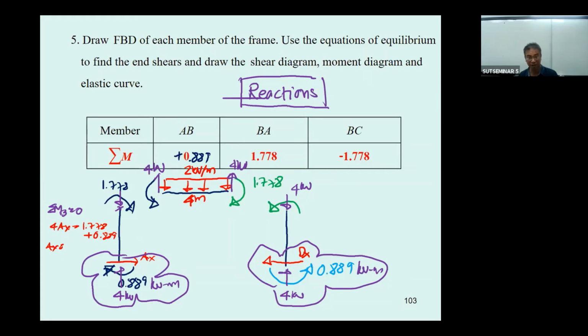Okay, and then you may have A sub x equal to, put it into your calculator, 1.778 plus 0.889, that is going to be 2.667 divided by 4. It's going to be 0.667 kilonewton. This is going to be 0.667 kilonewton, and believe me, this also 0.667 kilonewton. And then this is going to be, there is no force. This is going to be 0.667, and also for this one.